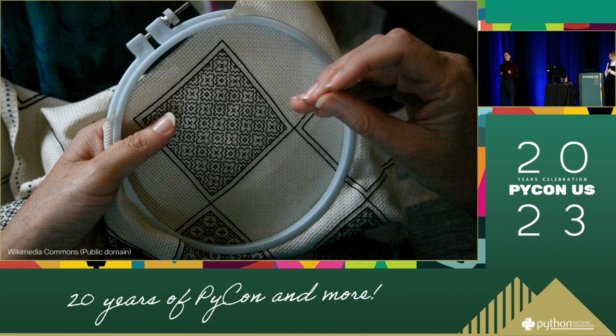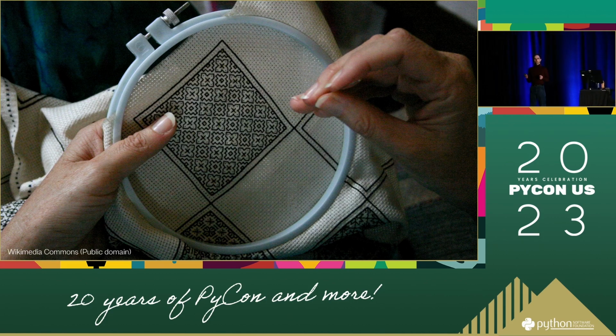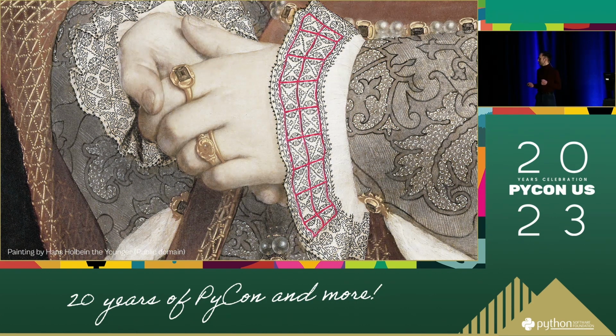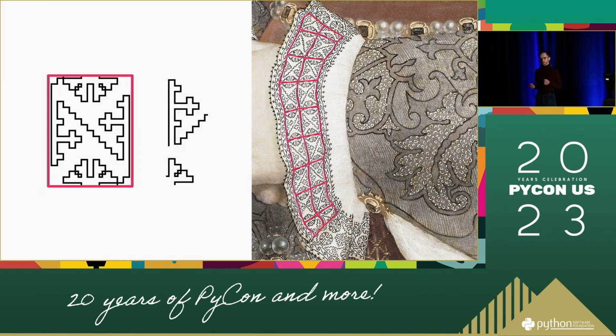Blackwork is a counted thread embroidery, where black thread is used to embroider white linen cloth in a particular way. It likely has influence from geometric Islamic art through the Muslim population in Spain during the Middle Ages, and it was very popular among British royals. This portion of a painting of Jane Seymour shows her wearing cuffs embroidered with geometric blackwork. And if we decompose this pattern, we see these repeating shapes.